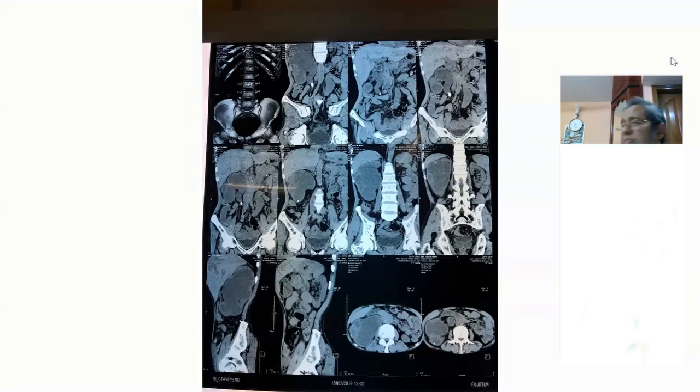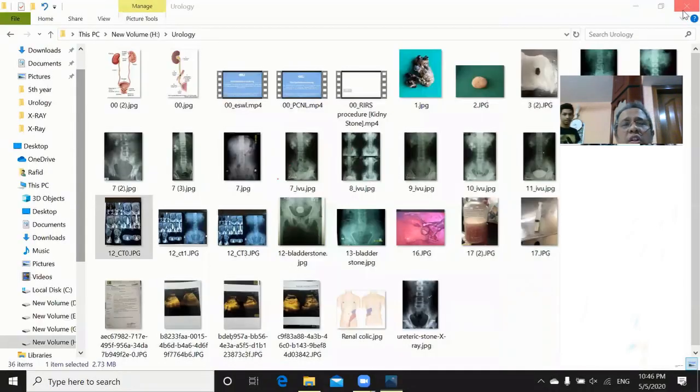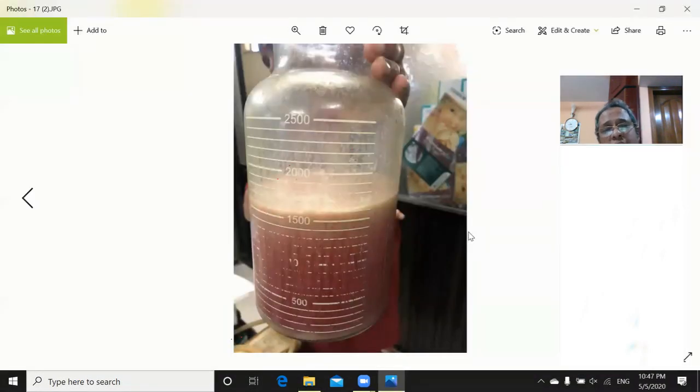That patient was treated by me in a private clinic without doing an IVU. You look, this is the content which lies inside the kidney. So the evidence is that this is pus. So this is pyonephrosis. The complication of a hydronephrotic kidney is pyonephrosis.